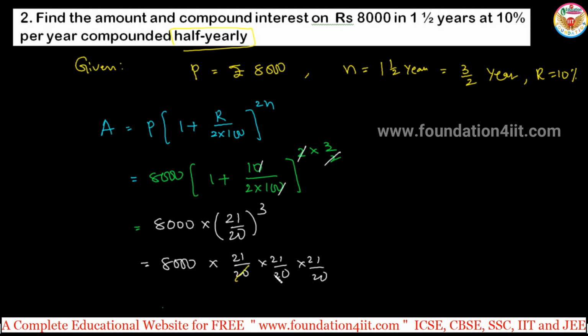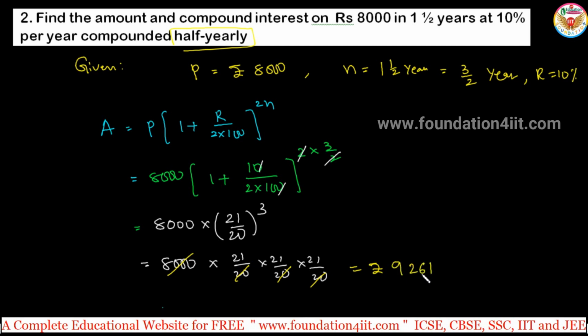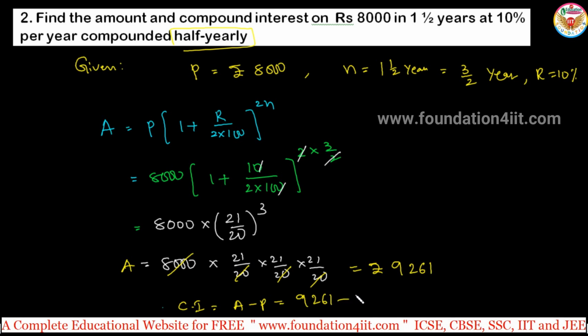Calculate this. 20 into 20, 8,000: 3 zeros, and 2 fours are 8, directly cancel. Next 21 times 21 times 21. You just multiply, you get 9,261. Okay, so this is the amount. Then same formula: compound interest is equal to A minus P, right? So 9,261 minus 8,000, that is rupees 1,261.